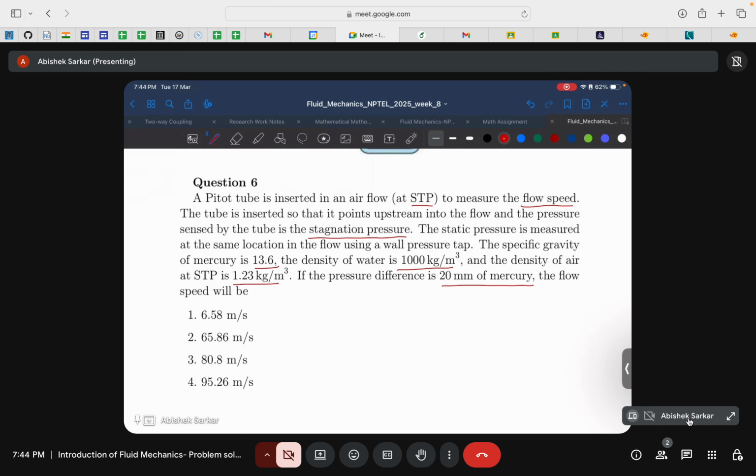So the thing is, you are using a pitot tube to measure the airflow. So the density of the fluid in which the pitot tube has been inserted is air. So don't get confused. You need to use the density of the fluid in this case to be the density of air. The rest of everything else is very simple. Just again simply apply Bernoulli's equation between the two points.